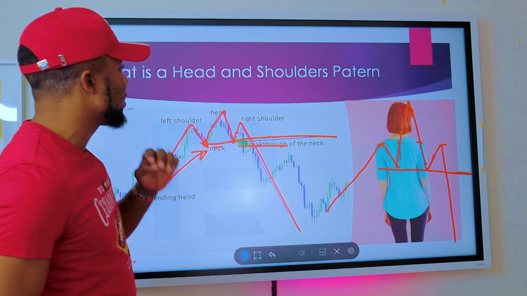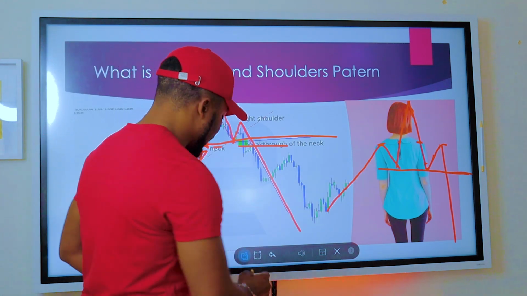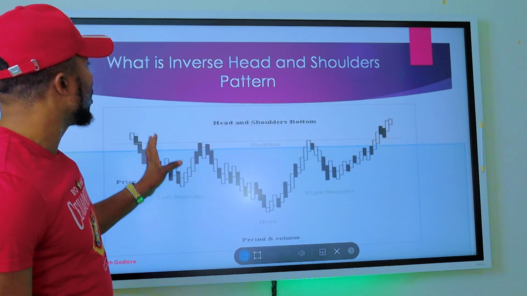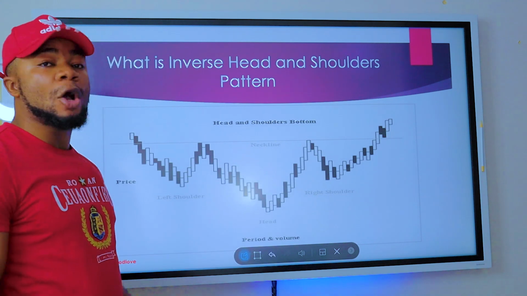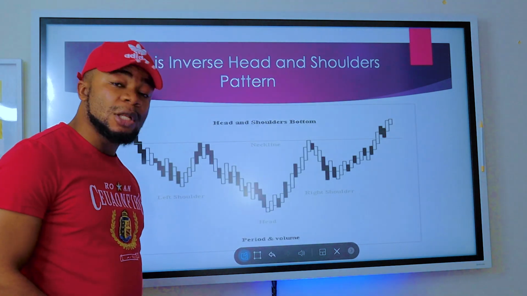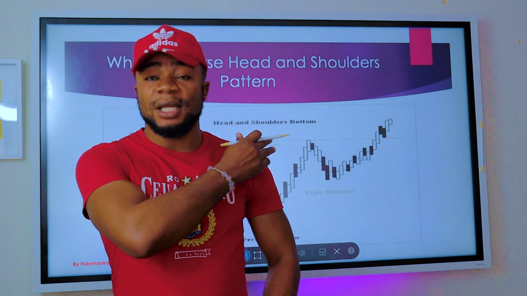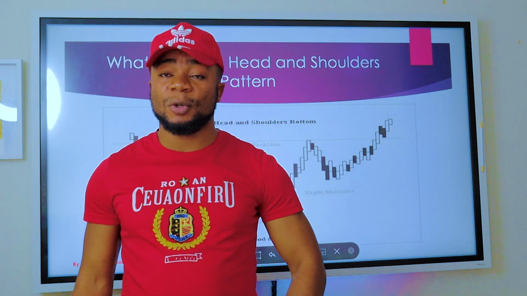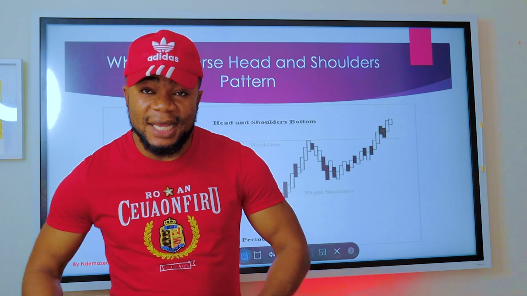So with that being said, that is an example of a head and shoulder pattern. I've already explained it here and also on that lady. Then let's go to what an inverse head and shoulder is. An inverse head and shoulder pattern is just the opposite of a normal head and shoulder pattern. So instead of the lady standing, where you have the left shoulder, the right shoulder and the head, now the lady is in the opposite direction. That is what they call an inverse head and shoulder pattern.